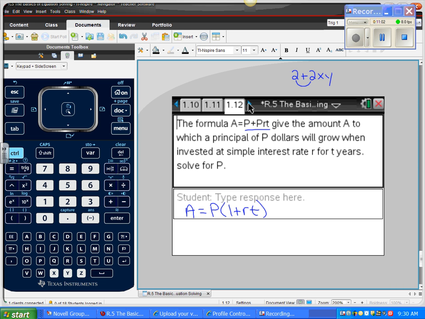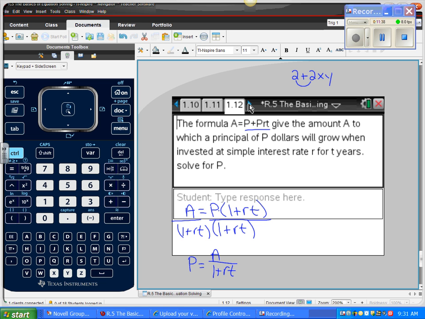Now how many P's are we dealing with? Well, we're dealing with 1. Now we can very easily solve for it. So how are that P and the quantity 1 plus RT connected? They're connected through multiplication. So how do we undo it? We undo it through division, right? It's the inverse. So you're going to divide by that whole quantity. And so now our new equation is P equals A divided by 1 plus R times T.